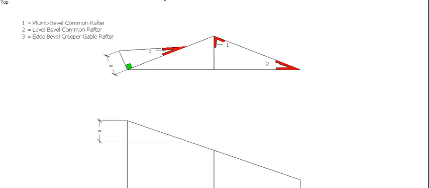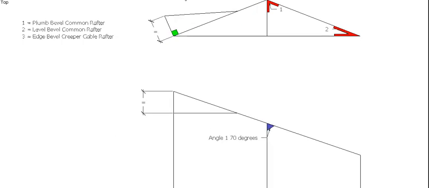So then we go back to our third bevel, which is the edge bevel for our creeper to the gable rafter. What we did previously, we drew in a creeper here, and we took that length and drew it up at 90 degrees. That is actually representational of this length here, the true length of our rafter. And if we took that out to its full size so it actually met there, we would have half our offset. So we'd end up with a triangle, which is the true length of our rafter and half our offset.